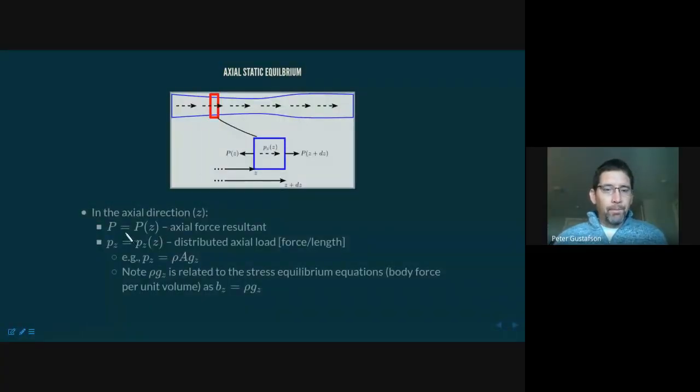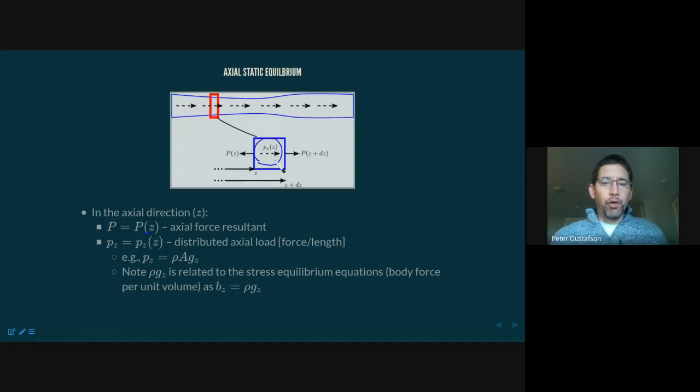Okay, so again, by definition, this is just the way we're naming our variables. P was the overall resultant force in the axial direction, and we're going to now say it's a function of z. So P with z in parentheses. I'm now going to describe a new term that we haven't yet seen. This is the distributed axial load. So this is that body force that I have right here in the middle.